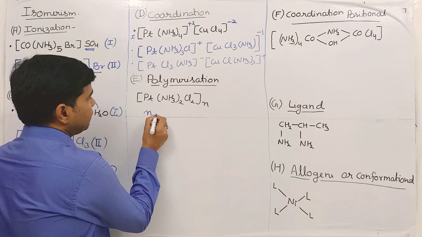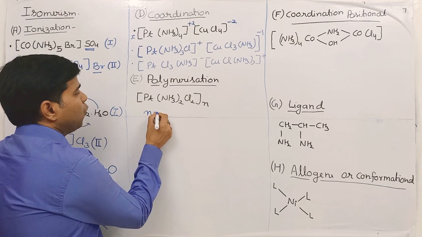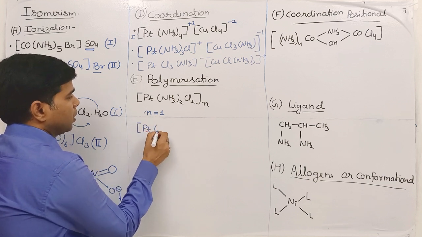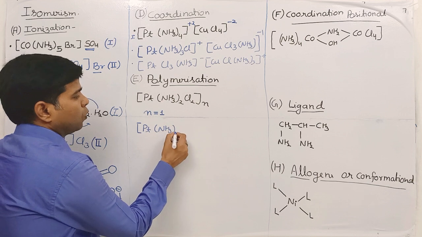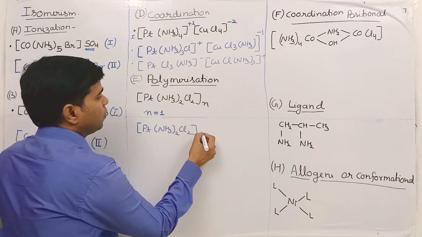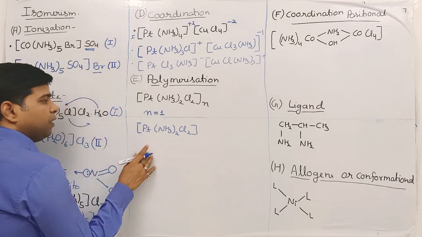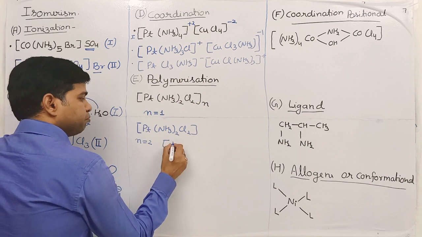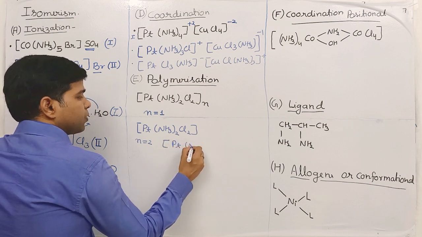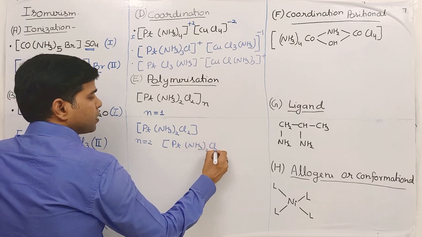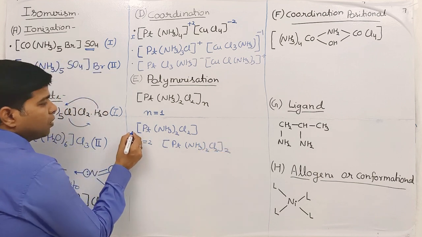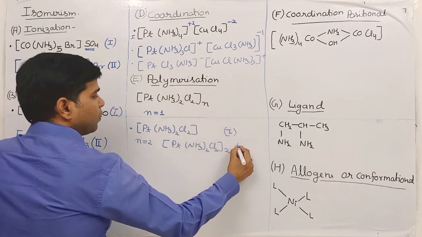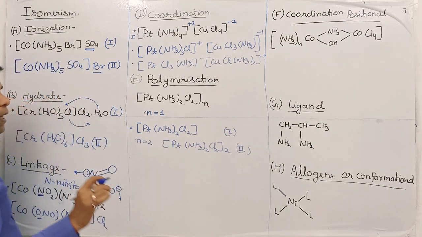Suppose if we write n is equal to 1, then we have the isomer [Pt(NH3)2Cl2]1. But suppose if I write n is equal to 2, then the compound becomes [Pt(NH3)2Cl2]2. Now you check this first and this second, they both have the same empirical formula.